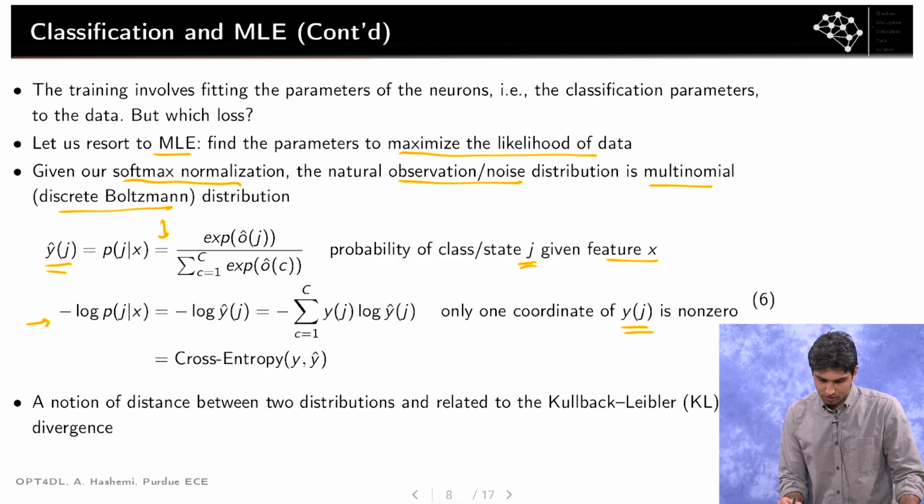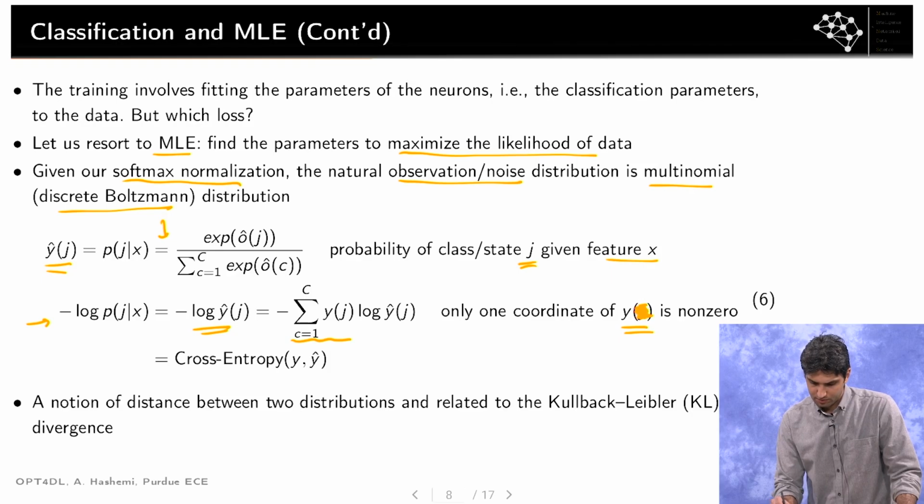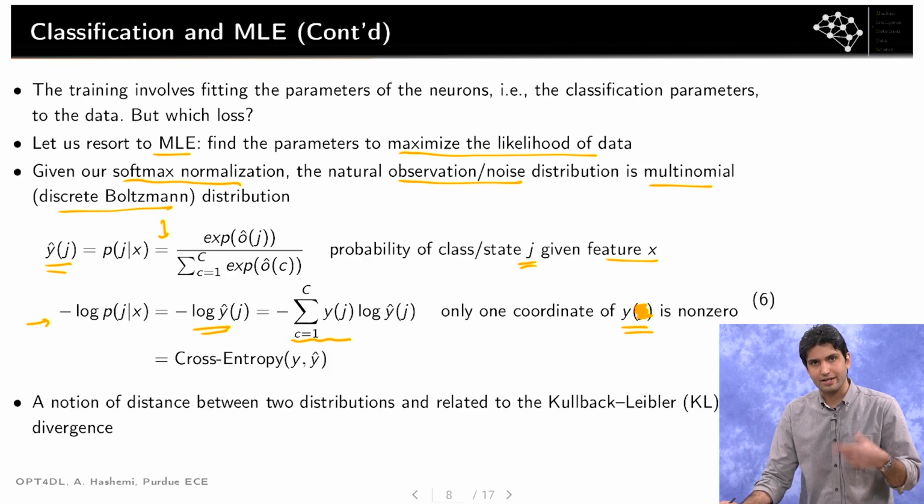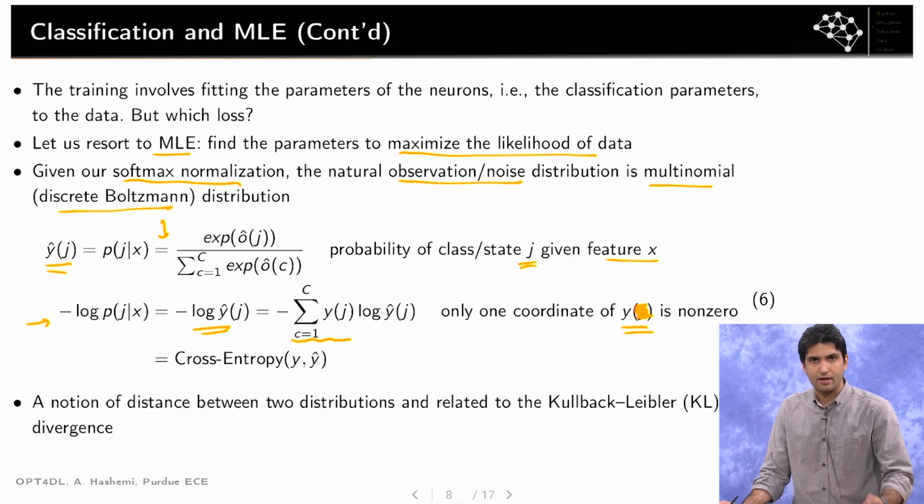I can use this quantity here to include this summation here. So in particular, I'm going to go from this side to a minus sum over all classes y_j times log of y hat. As I mentioned, only one entry of y is 1, so only one entry of y is nonzero. Therefore, I can include this sum and still get an equality.